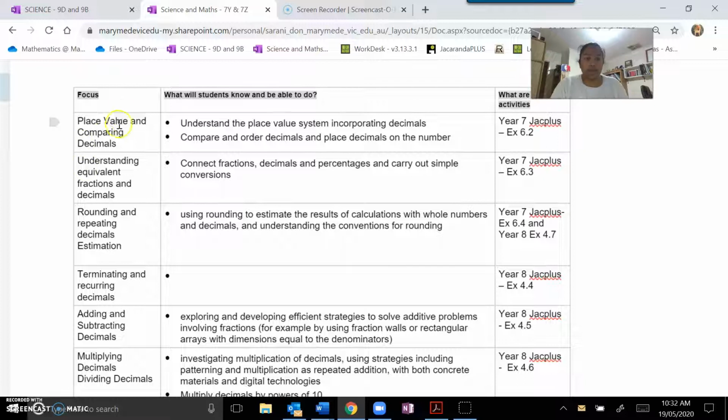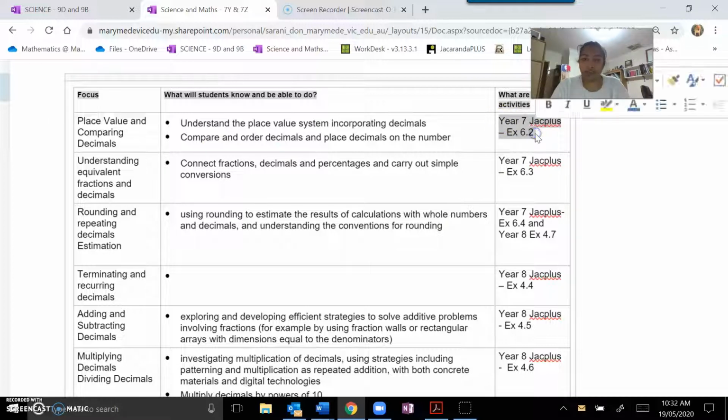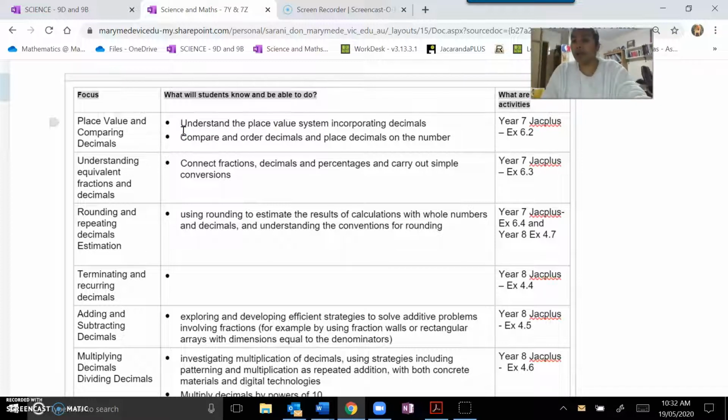On the side here, it's telling you the topic. What you'll be able to do is the second column, and the last column is what exercise and what book. So exercise in year 7, 6.2, we're looking at place value and comparing decimals. I'm assuming you guys have a basic understanding of what a decimal is, of place values and things like that, because I know you did in primary school.